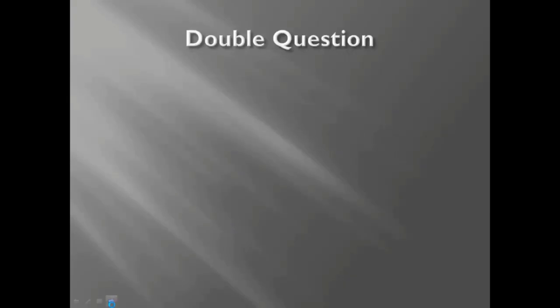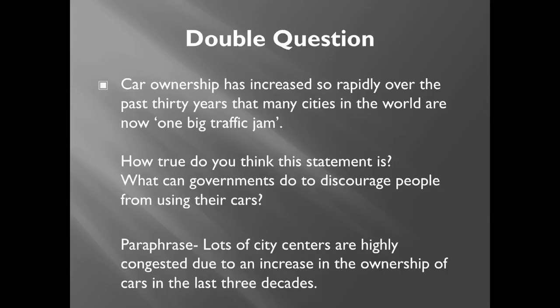So let's look at our final question, a double question. Car ownership has increased so rapidly over the past 30 years that many cities in the world are now one big traffic jam. How true do you think this statement is? That's the first question. And what can governments do to discourage people from using their cars? That's the second question. So our paraphrase: lots of city centres are highly congested due to an increase in the ownership of cars in the last 3 decades.